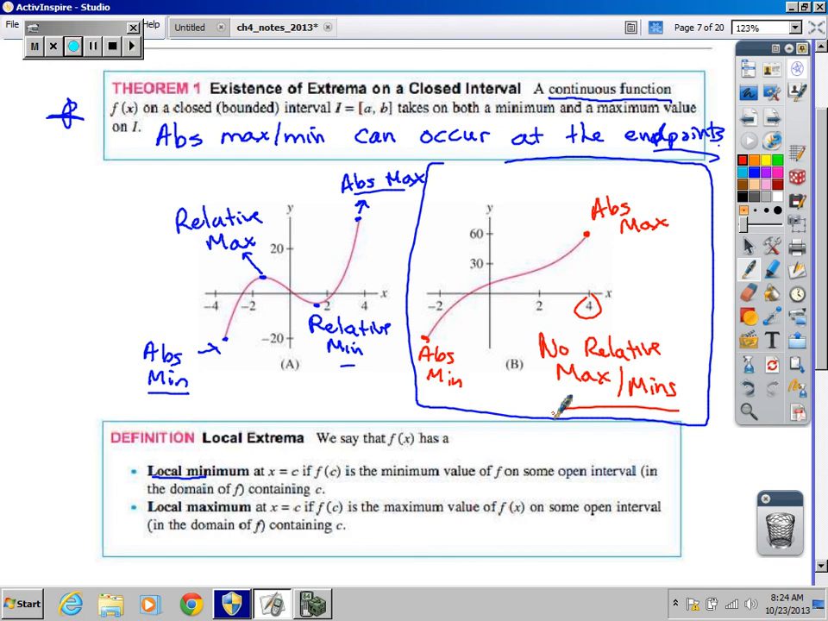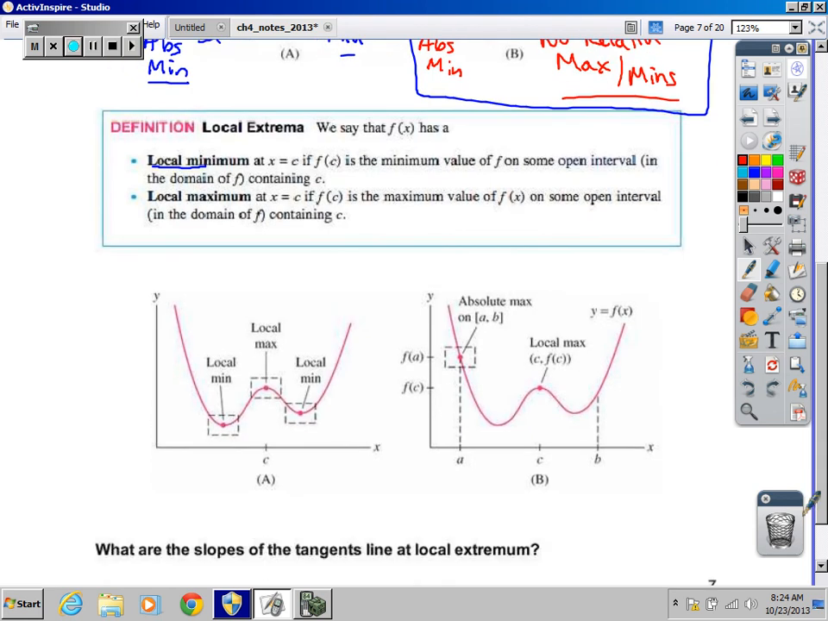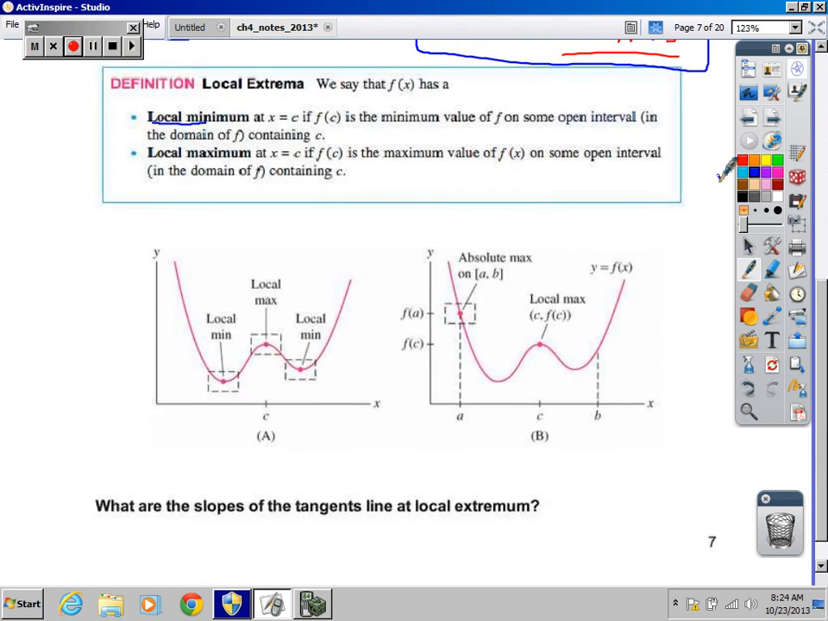Okay? So that's an important key to understand: it doesn't have to be a relative max or min on an interval, but there has to be an absolute max and min if it's a closed interval that we're talking about. Now, the definition below that relates to that is called the local extrema. The word local could be relative. Same thing. Relative extrema, local extrema.